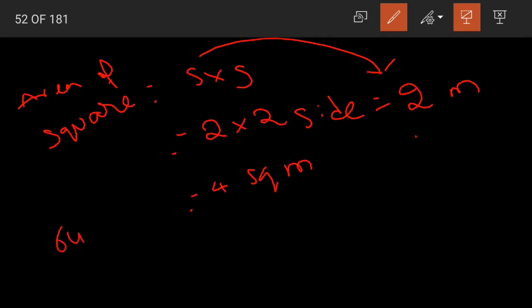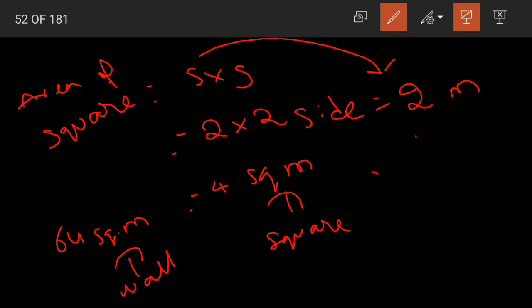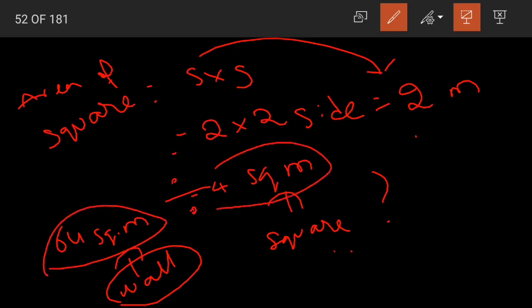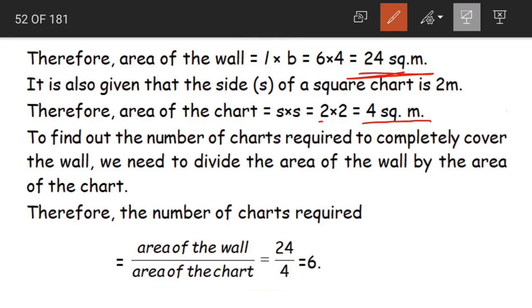The total area of the wall is 24 square meters and the area of our square sheets is 4 square meters. Now how many of these square sheets do we need to decorate the entire wall? How to find out? We need to divide these two: the area of the wall divided by the area of the square sheet. Clear children? What should we do? Divide the area of the wall by the area of the square sheet. Understood?